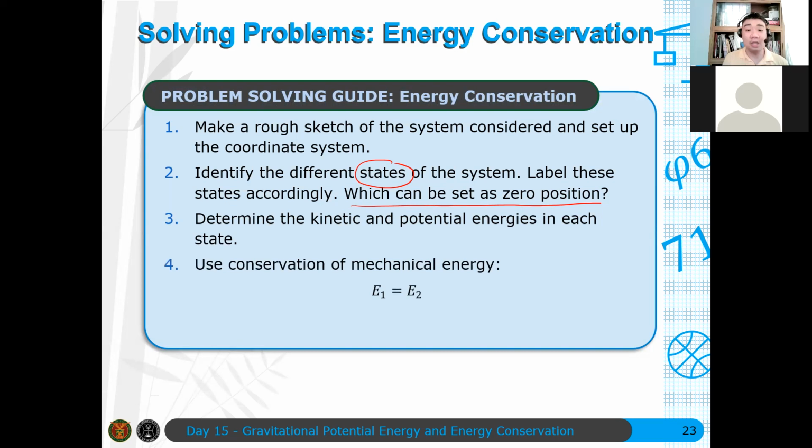Then after that, we use conservation of mechanical energy. For this particular set of problems, ang kailangan lang natin ay conservation of mechanical energy. Sometimes magre-refer tayo sa previous formulas na meron tayo, pero for now, yun lang yung kailangan natin. And then after that, we determine the unknown quantities in the problem by solving one equation. Minsan one equation, minsan two equations yan, pero bihirang-bihira tayo magkaroon ng two equations for energy conservation.